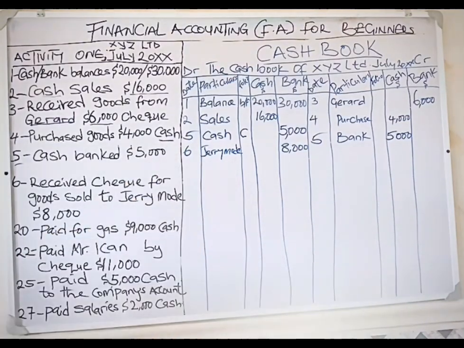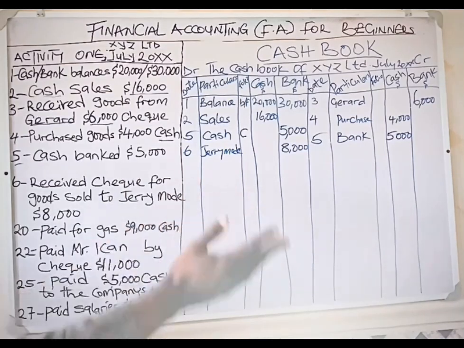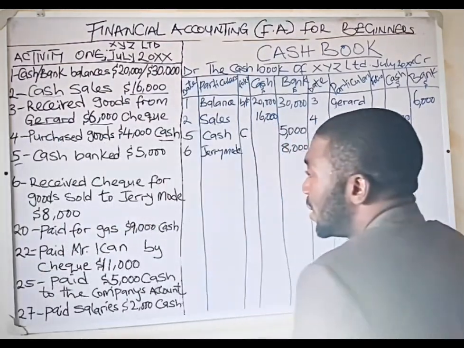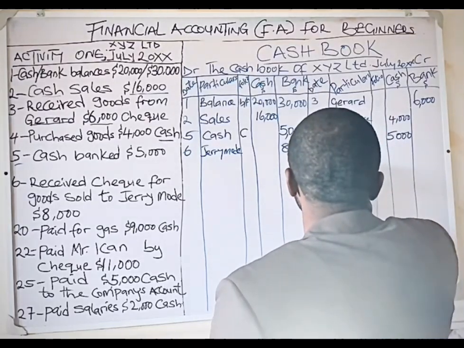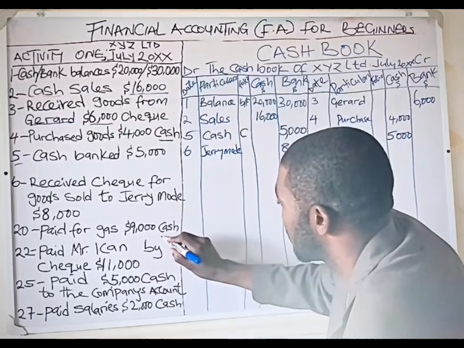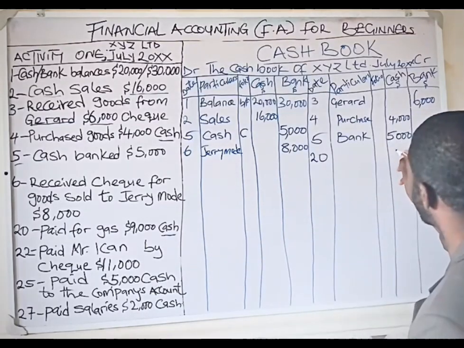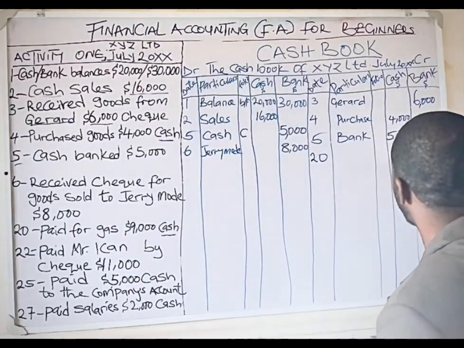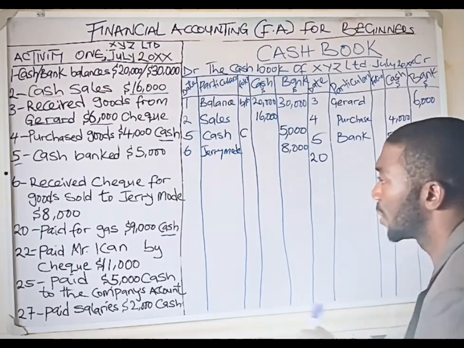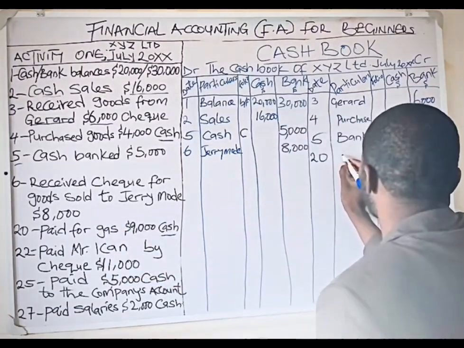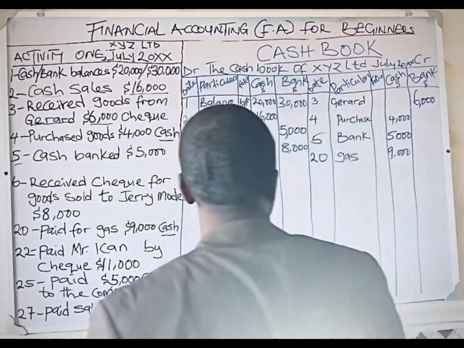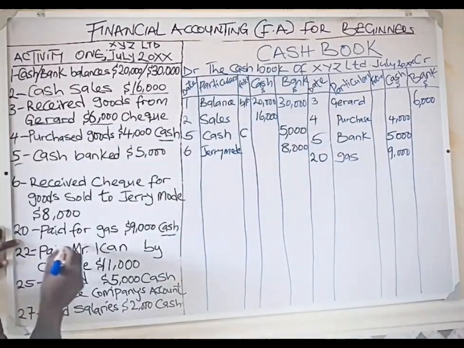On the 20th July, we pay for gas $9,000. We are paying. We are giving it out. The cash is going out. That is a credit transaction. We pay on the 20th of July. We pay cash. You go to your cash column. How much? $9,000. Because of gas. That is all. We go to the next transaction.